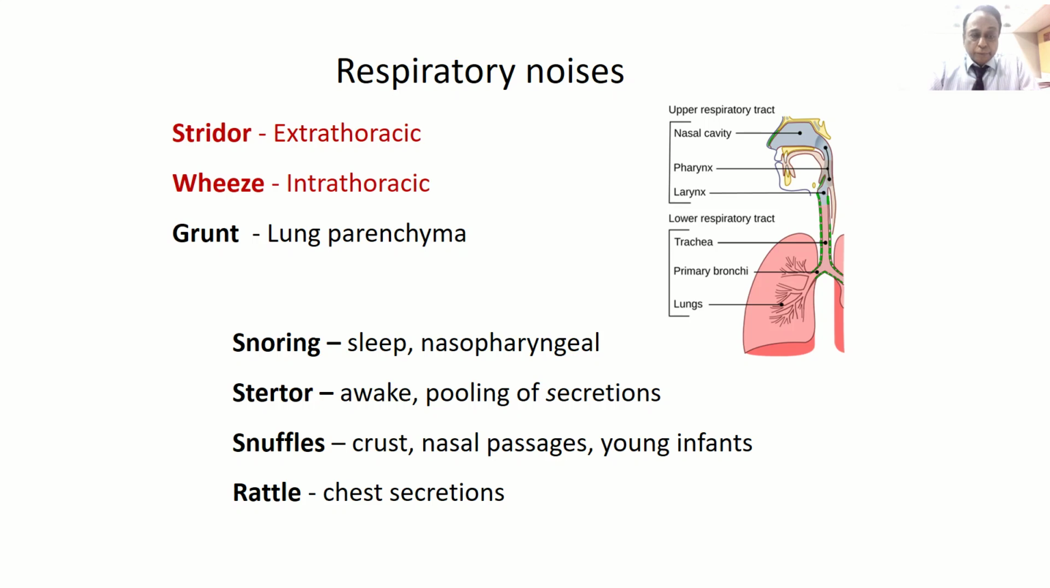You should also know something about snoring, stutter, snuffles, rattle. Snoring everybody knows. It is a sound that happens in sleep because of the vibration of the nasopharyngeal structures, whereas stutter is almost like snoring, but it happens during wakefulness. Mostly it happens in a neurologically compromised child due to the pooling of secretions in the oropharyngeal area. Snuffles are typically seen in newborns and young infants because of the nasal crust. Rattle is sometimes a bubbling sound. Some mothers say my child is having a lot of secretion in the throat, chest and all. So it is a chesty sound denoting some secretions.